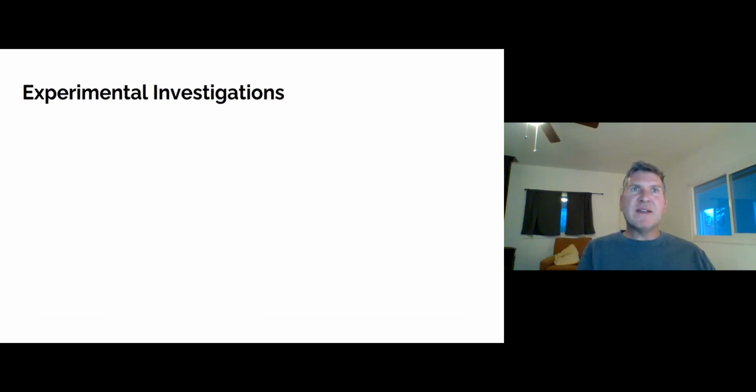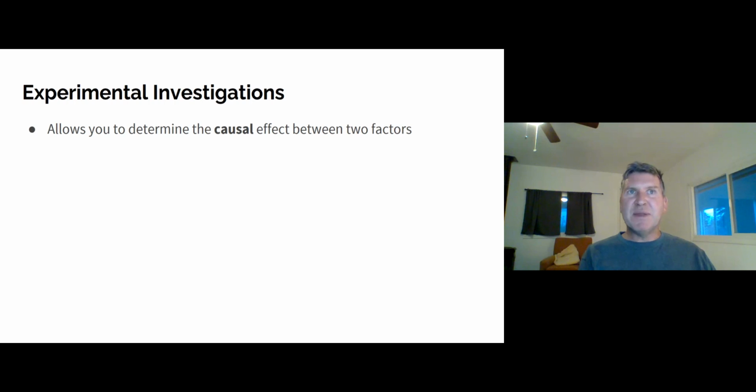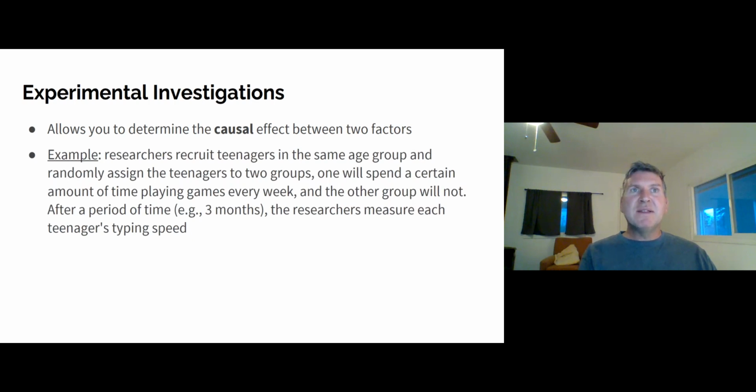The last type of investigation is experimental investigation. These allow us to look at the causal effect between two factors. For example, researchers will recruit teenagers in the same age group and randomly assign them to two groups. One will spend a certain amount of time playing games each week, and the other will not. After a specified period of time, say 3 months, researchers measure each teenager's typing speed.